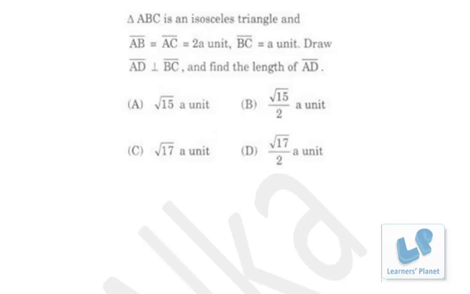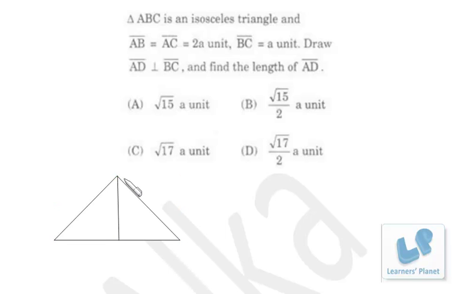Now let's try this problem from geometry. ABC is an isosceles triangle. AB is equal to AC is equal to 2A units. BC is equal to A. Draw AD perpendicular to BC. Then find the length of AD. Once again, draw the triangle over here. This is an isosceles triangle, and I just draw the perpendicular.